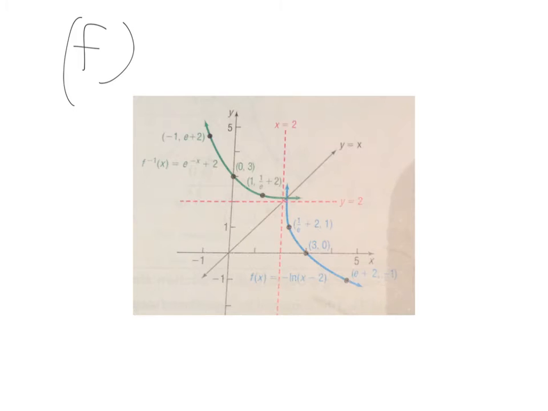And for part F, where it says to graph the inverse, all you have to do is take your original graph and reflect it across the line y equals x. Alright, so there's the graph. The blue graph is our original function, -ln of x minus 2. You can see, once you flip it across the line y equals x, you get the inverse, e to the power of -x plus 2.